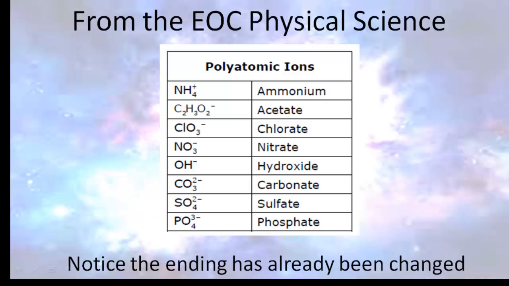Notice the ending has already been changed. When we had ionic compounds, you took the first name and then the second name you changed it from INE to IDE. Well, these have already been changed. It's chlorate, nitrate, hydroxide, carbonate. You do not need to change these endings again.